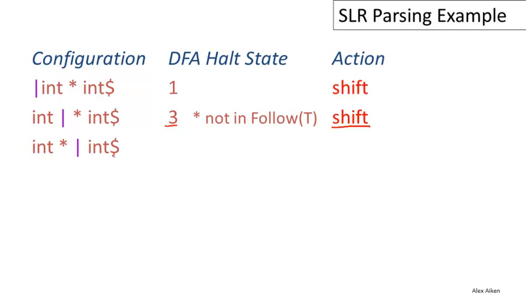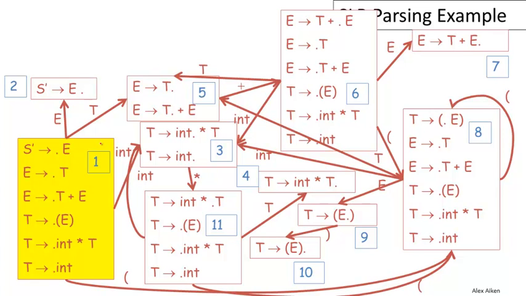And that puts us into this configuration where we have int and times on the stack. Times is at the top of the stack, int is below it, and we have an int coming up in the input. So what happens now? Again, the DFA is going to read the entire stack. So beginning at the bottom of the stack, the first thing it sees is an int. It moves to that state, and then it sees a times, and so it moves to this state. And now, in this particular state, what are the possibilities? Well, we can see, first of all, that there are no reduce moves.